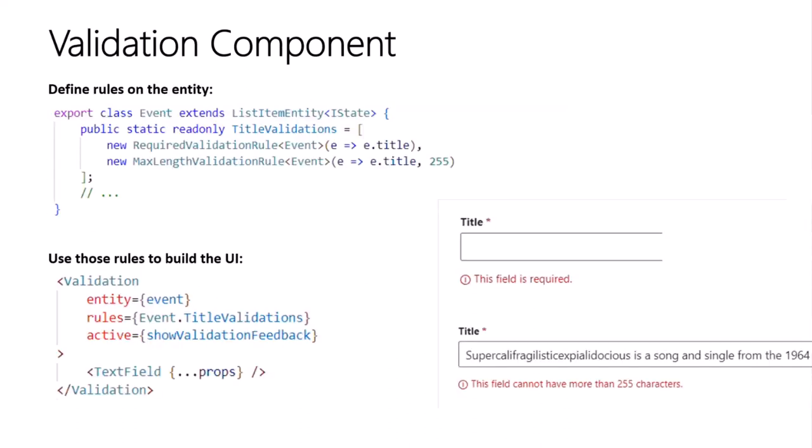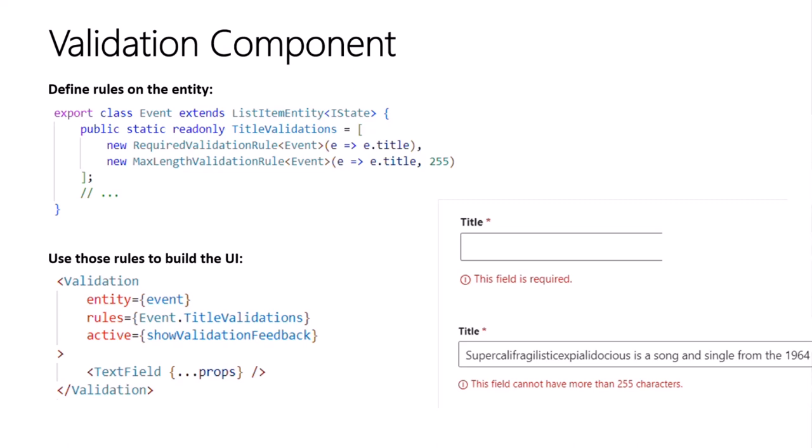Next up, we have a validation component, which takes in a rule or a set of rules and wraps any UI elements, such as a text field, and displays a message in bright red text if the validation fails. So to use this component, first, what you'll want to do is define your validation rules on your entity class. In this case, we have an event entity, and we've defined a couple of rules for the title field. The title field is required, and the value can't be more than 255 characters long.